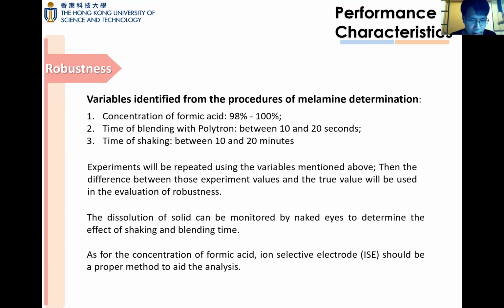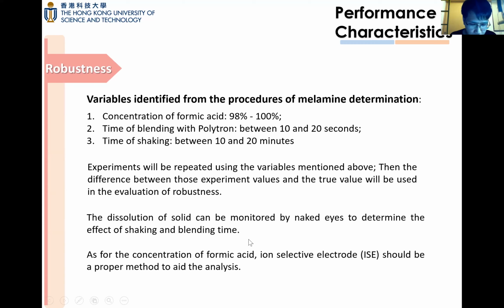In the experiment, we identify 3 variables, which are the concentration of formic acid, the time of blending with polytron, and the time of shaking to dissolve the melamine sample. The experiment will be repeated using the variables mentioned above, and then the difference between those experiment values and the true value will be used in the evaluation of the robustness.